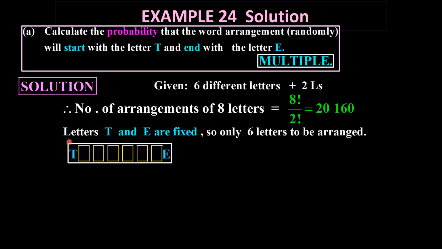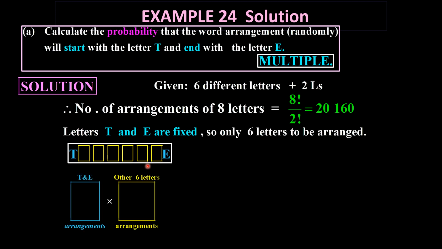Now, if the T and E are fixed, that means only 6 of the letters need to be arranged. Just look there. We start with the T and end with the E. So the T and the E are already fixed. You know, they don't move around. So it's only 6 letters. But recall those 6 letters, 2 of them are L's. So we also have to do that. So arranging the T and the E, there's only one way it can be done.